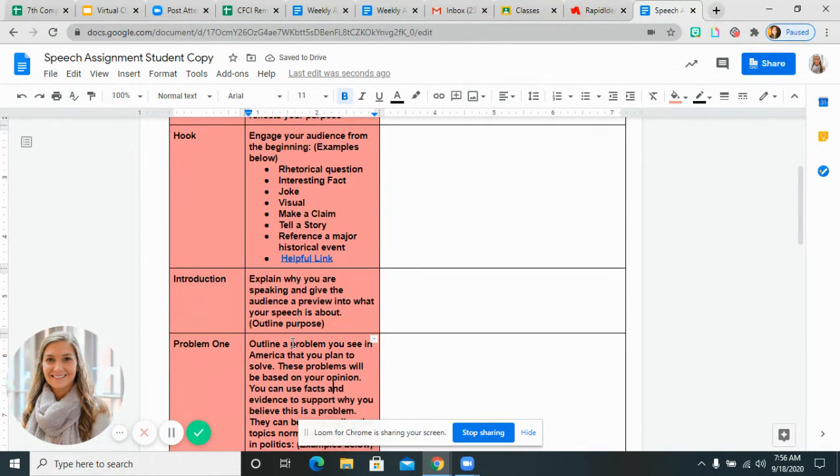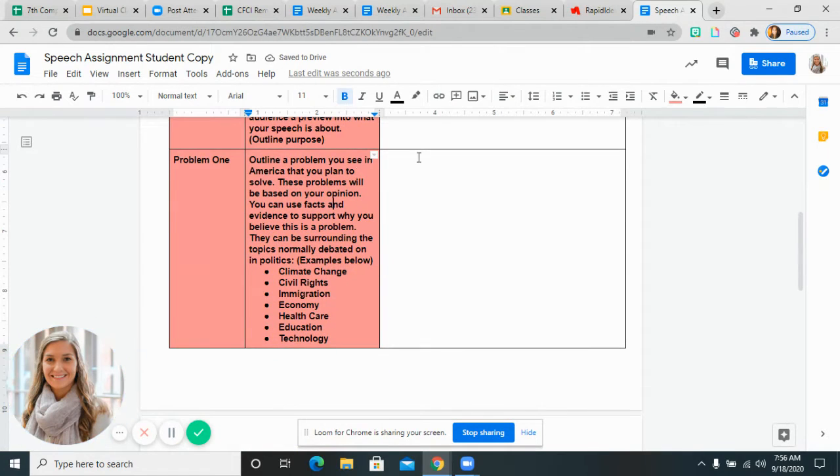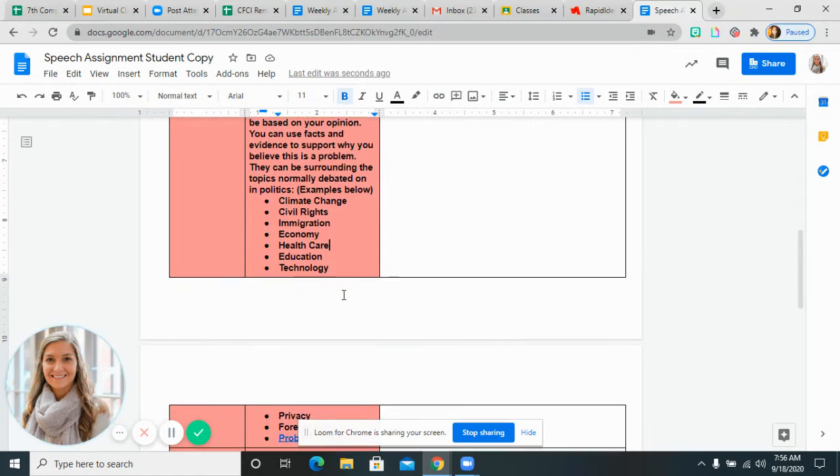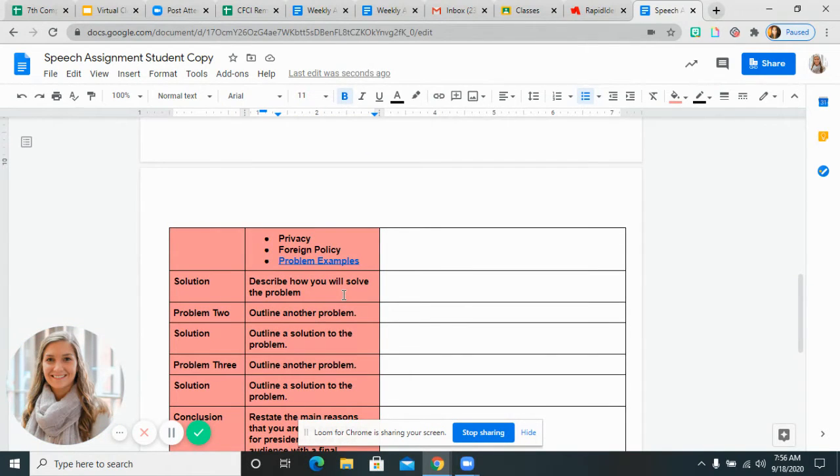And then problem 1, this is where you outline a problem you see in America that you plan to solve. These problems will be based on your opinion. You can use facts and evidence to support why you believe this is a problem. They can be surrounding the topics normally based in debate for politics. So I put climate change, civil rights, immigration, economy, healthcare, technology, privacy, and foreign policy.